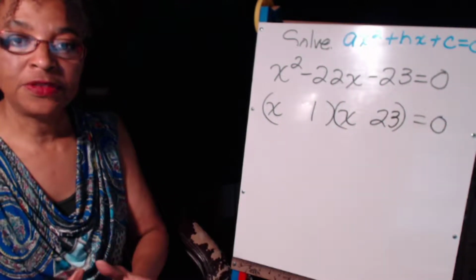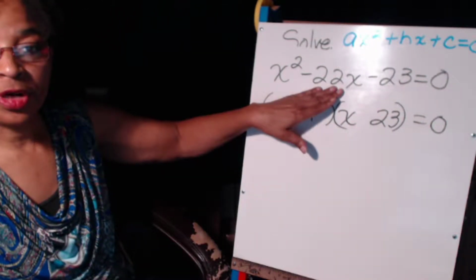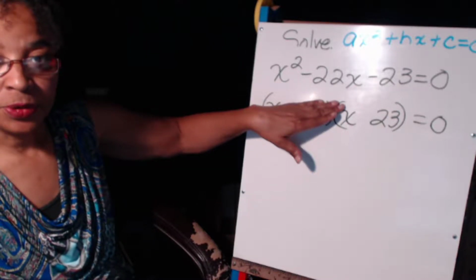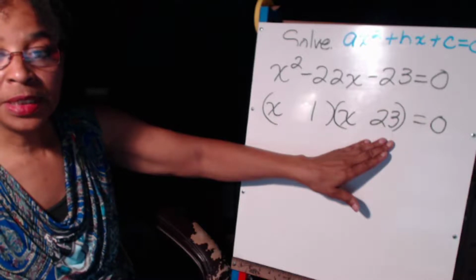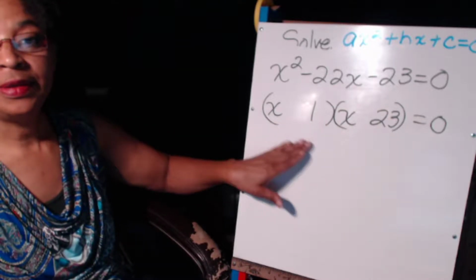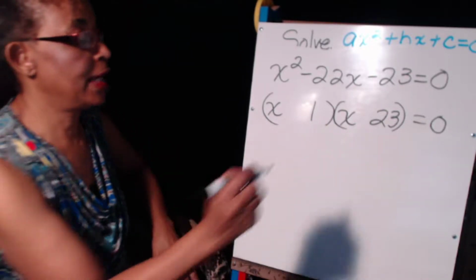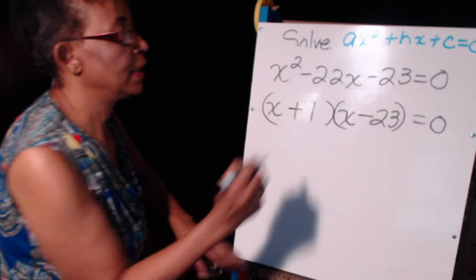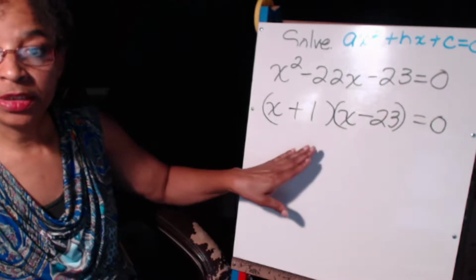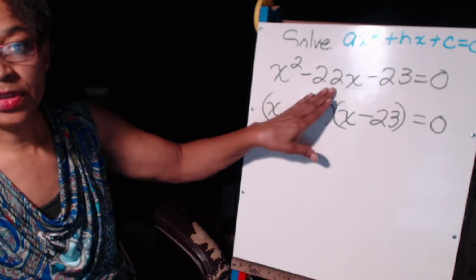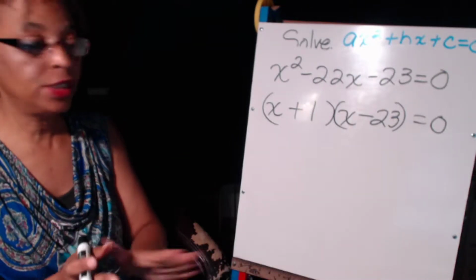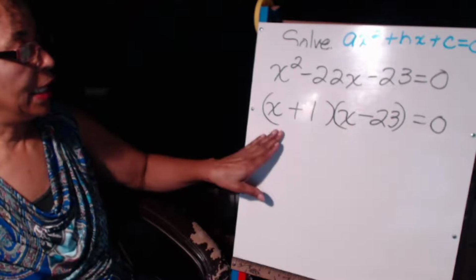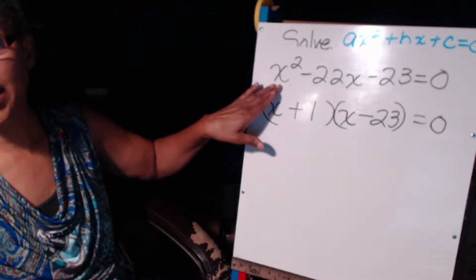Now, to complete this factoring, I look at my middle term. That sign tells me that I need a negative 22. Well, I have a 23 here and a 1 here. That says the 23 should be negative and the 1 positive. Negative 23 plus 1 gives us negative 22. I've checked. So I'm really good. 1 times negative 23 is negative 23, and x times x is x squared.